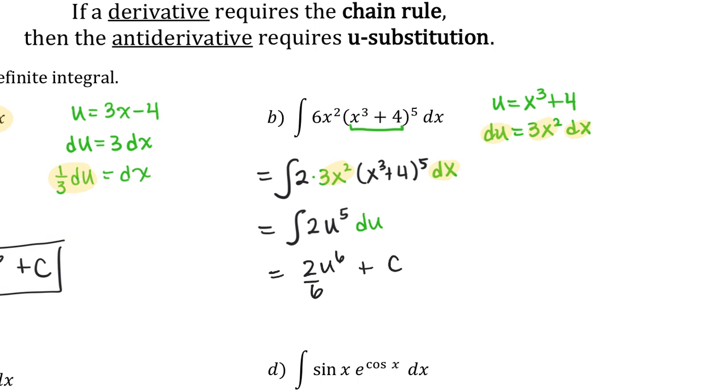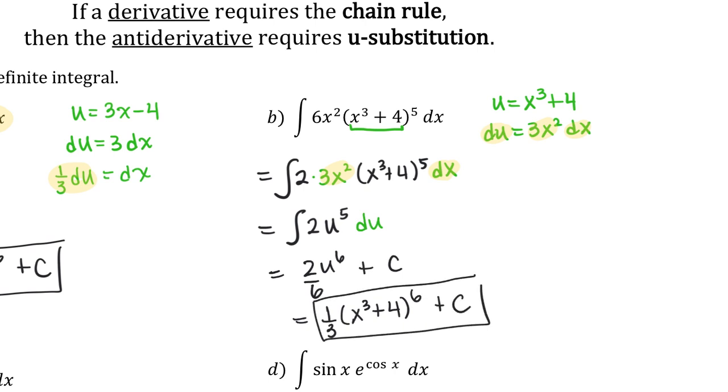Let me simplify it and make my substitution. So I'm going to make 2 over 6 into 1/3. For u, I'm going to plug in x cubed plus 4 to the 6th and bring down my plus c. Okay, and then to check my answer, I can always take the derivative of this and make sure it equals this. If I bring down the 6, that's 2 times x cubed plus 4 to the 5th, and then if I do chain rule, I times it by 3x squared, and the 2 times the 3x squared gives me the 6x squared.